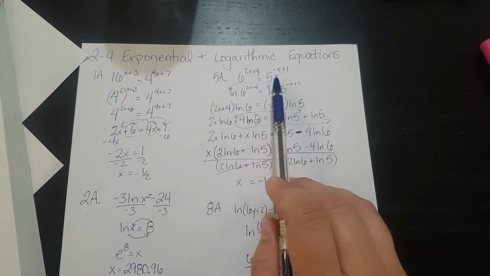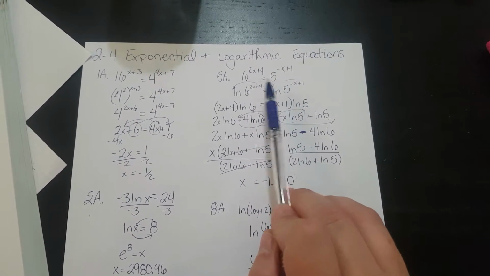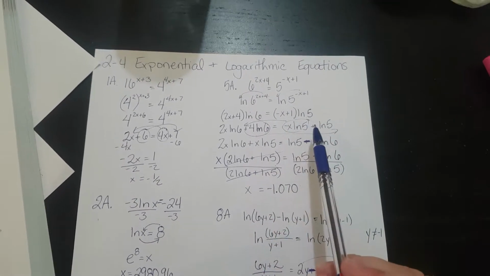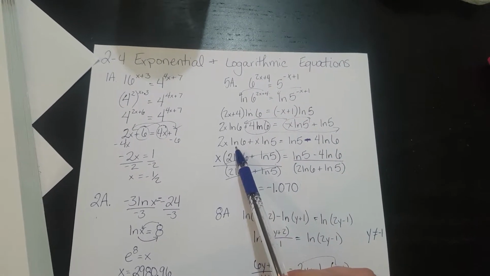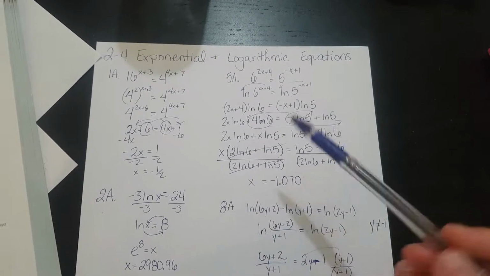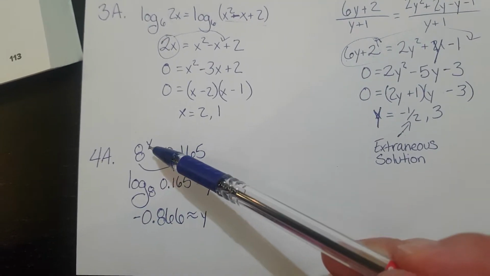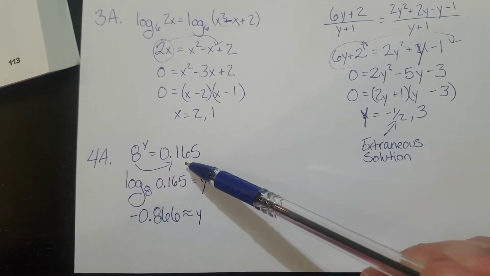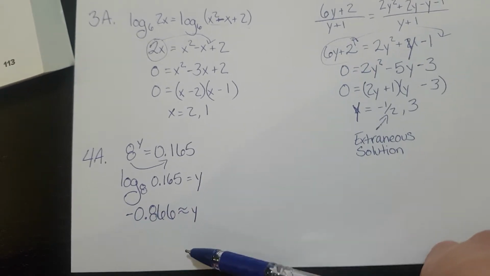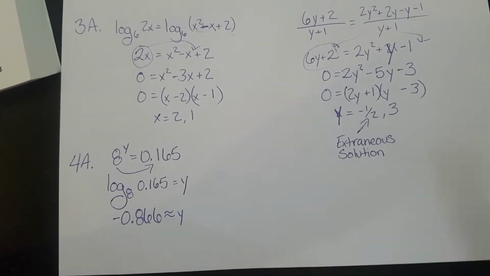If you can't get them to have the same base, then you need to go log or natural log in front of each one. Use your properties. You need to get all the x terms on one side, factor out the x, and solve. If you have an exponent where the exponent is only on one side and the other side doesn't have an exponent, you can just simply roll the log and use your calculator to solve. So those are the three types of questions for exponential equations.